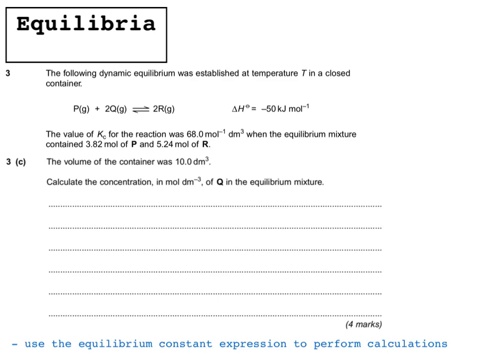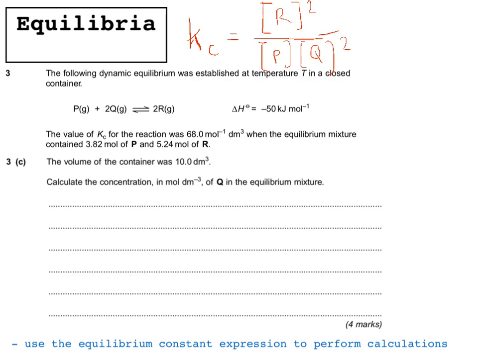The first thing you've got to do is write an expression for Kc, which I'm just going to do at the top of the screen. Remember that Kc equals the concentrations of the products multiplied together. In this case, we've got 2 R's that are being made, so we've got R squared, divided by the concentrations of the reactants multiplied together. So the concentration of P multiplied by the concentration of Q squared, because there's 2 of them.